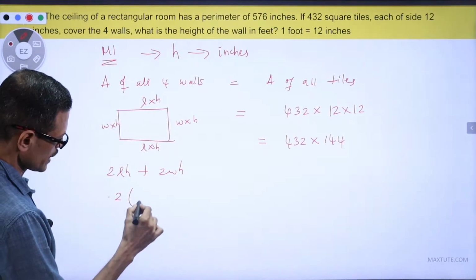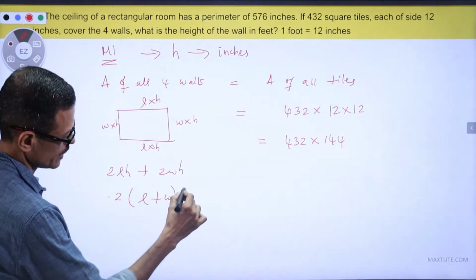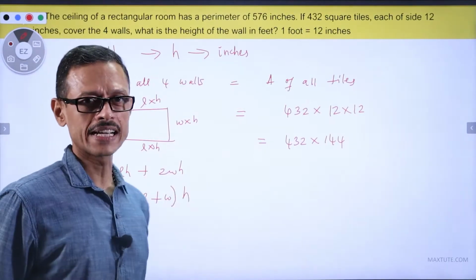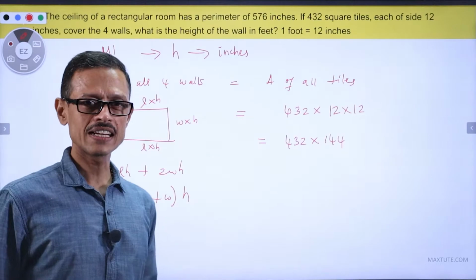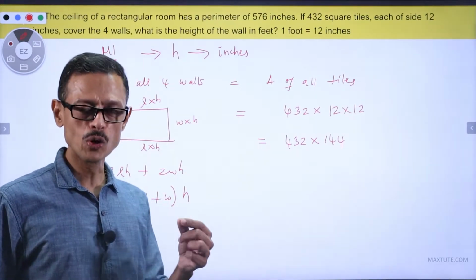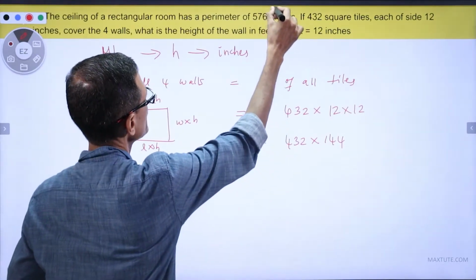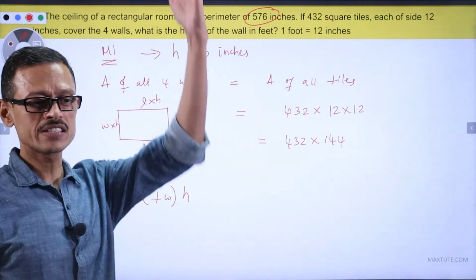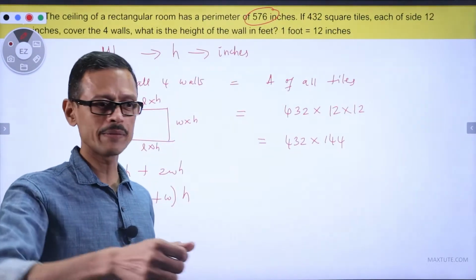So that leaves us with 2 times (L plus W) times H. H is what we are trying to find out. Do we have values of L and W? Do we have the length and width of the room? No. But we have something else. We have the perimeter of the ceiling, or the perimeter of the floor. What is going to be the perimeter?